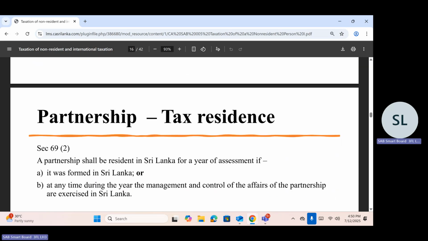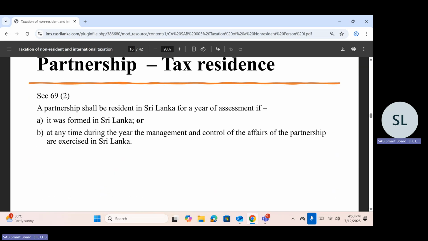In case of a partnership, if it is formed in Sri Lanka, or at any time during the year the management and control of the affairs of the partnership is exercised in Sri Lanka, it is considered a resident partnership for Sri Lanka. If it is clearly mentioned that it is formed in Sri Lanka, yes, it is. A company is also the same: if it is incorporated under Sri Lankan law, yes. Right?